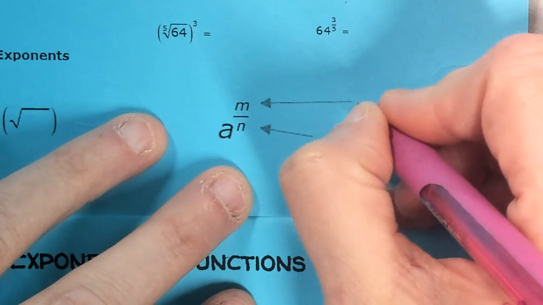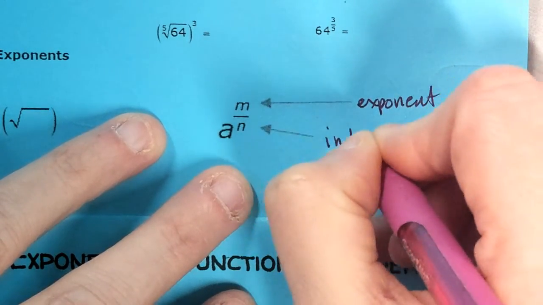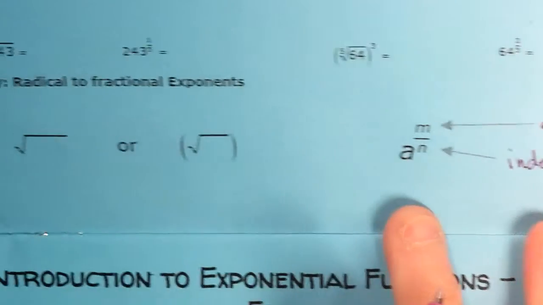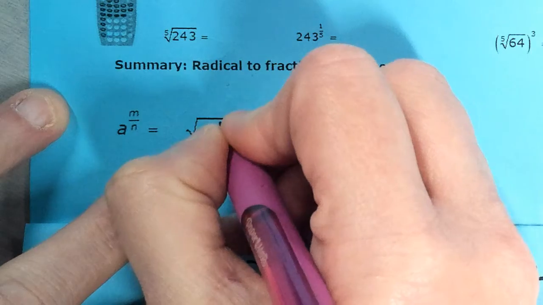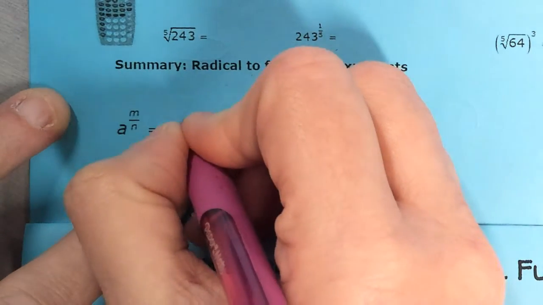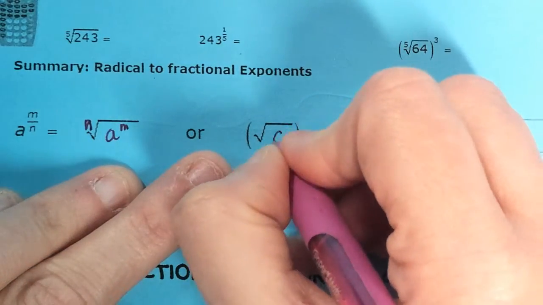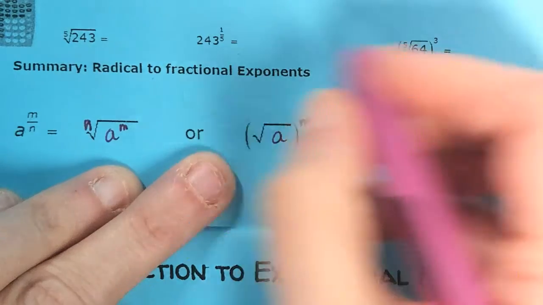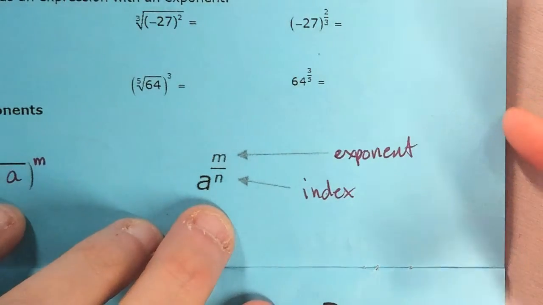So what that means down here is that m is my exponent and n is my index. Okay? So a to the m over n would be like a to the m, so the one on the top stays on the top, and the one on the bottom goes on the outside. You might also see a to the m with the n as the index. So again, the one on the top stays your exponent, the bottom one becomes your index.